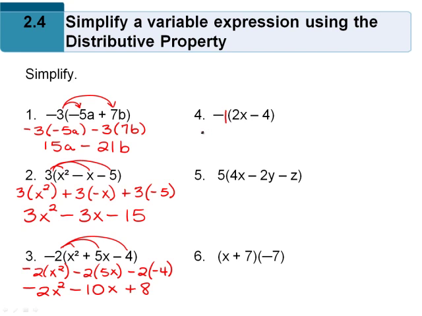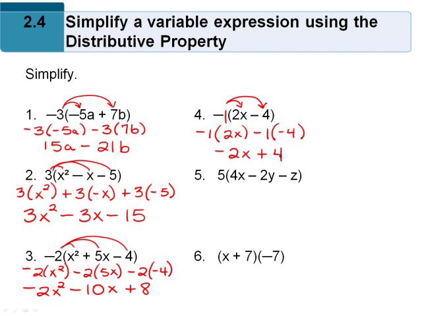So what we're doing is we're distributing negative 1 through those two terms there. Okay, so we're going to do negative 1 times 2x and then negative 1 again times negative 4. Okay, so negative times a positive is going to be a negative 2x. Okay? And now we have a negative 1 times a negative 4. A negative times a negative is going to be a positive 4.